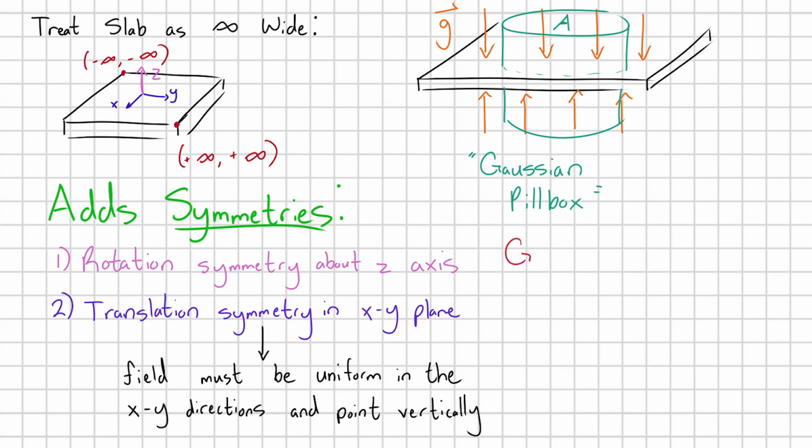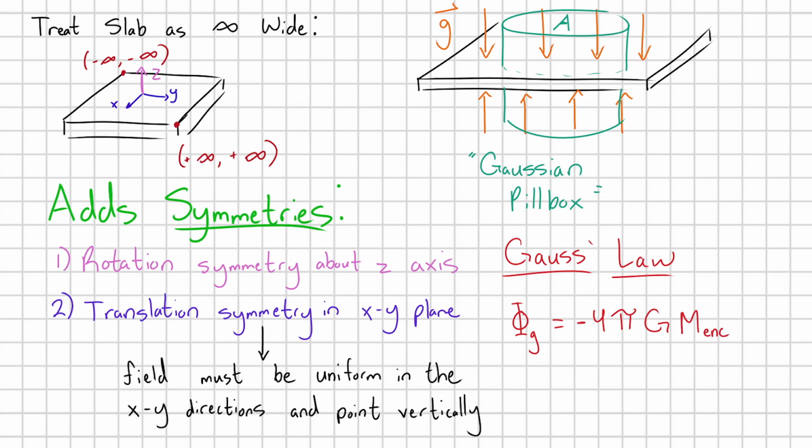Now Gauss's law tells us that for an arbitrary closed surface, like this Gaussian pillbox that we have here, the total gravitational flux through that surface, which is effectively the net inward or outward push from our gravitational field on that surface, is going to be equal to minus 4 pi times our gravitational constant times the mass enclosed by that surface.